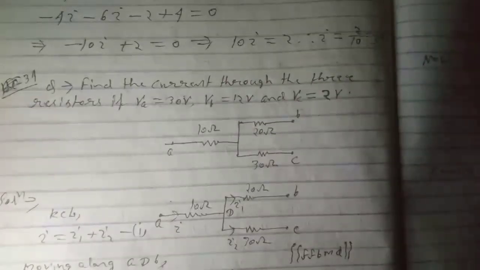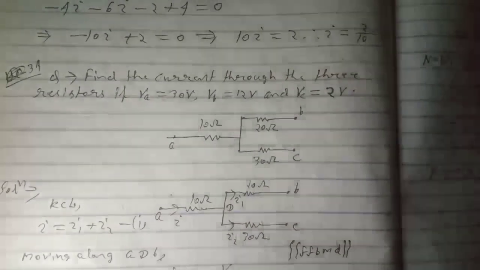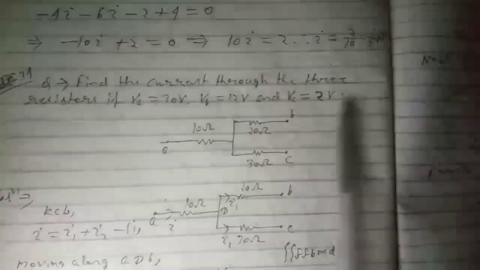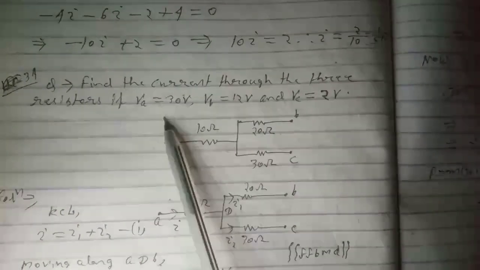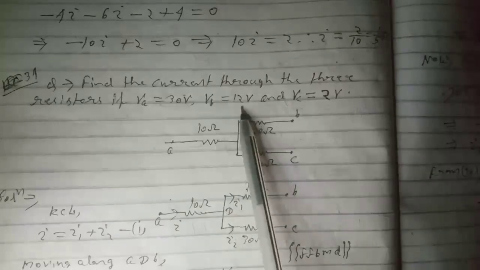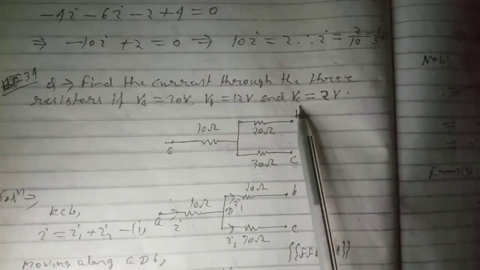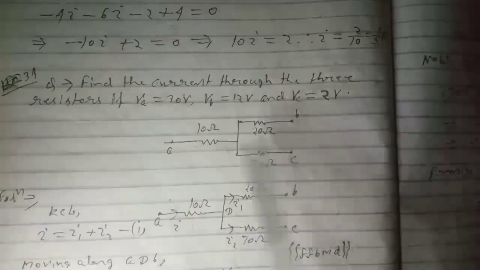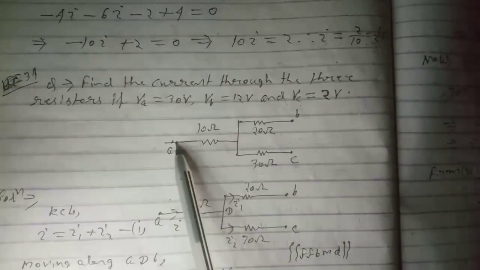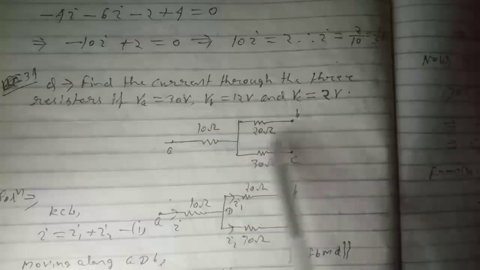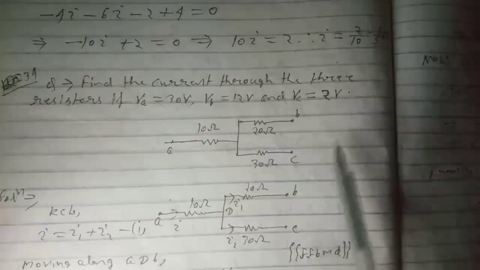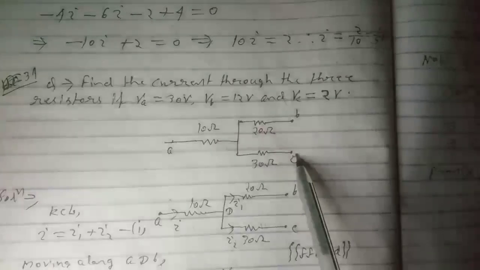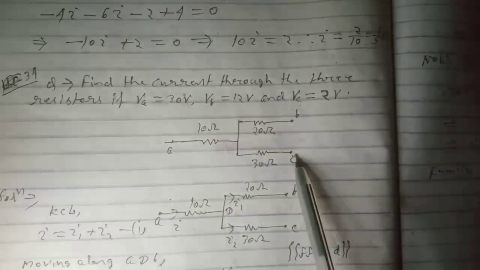Next question is, find the current through the three resistors if VA equals 30 volt, VB equals 12 volt and VC equals 2 volt. That is, the potential of this point is given. It is 30 volt, it is 12 volt and it is 2 volt. Then we have to find the current through each resistor.